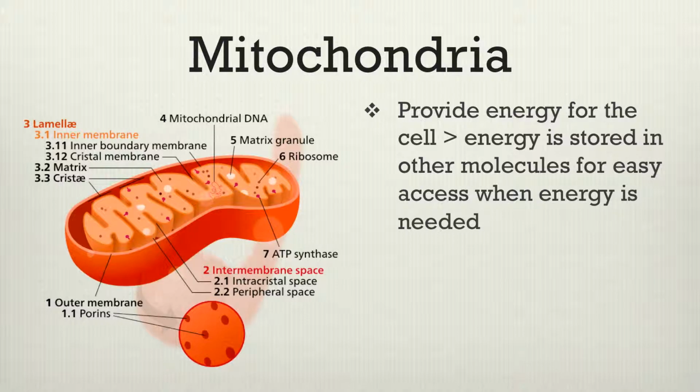So mitochondria provide energy for the cell. Energy is stored in other molecules for easy access when energy is needed. So we store our energy in humans as fat, and we break down our food into simple sugars and store it as fat if it isn't immediately used.